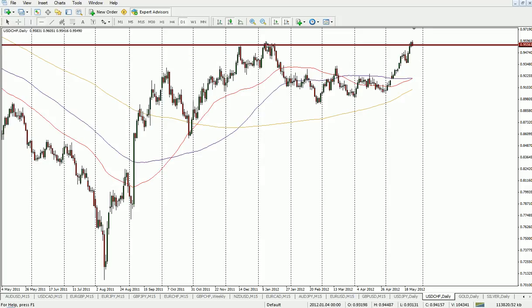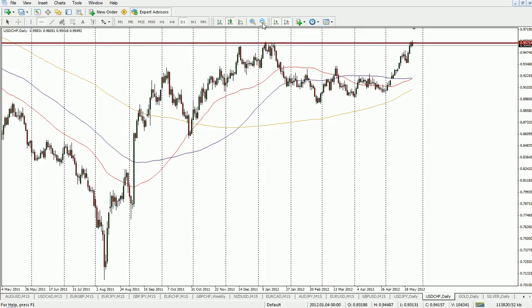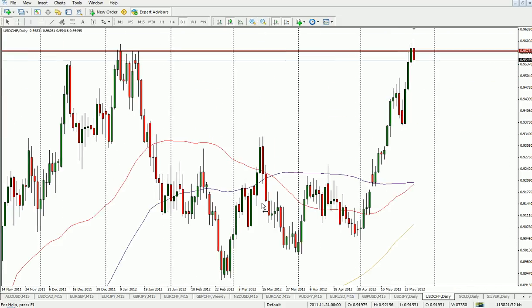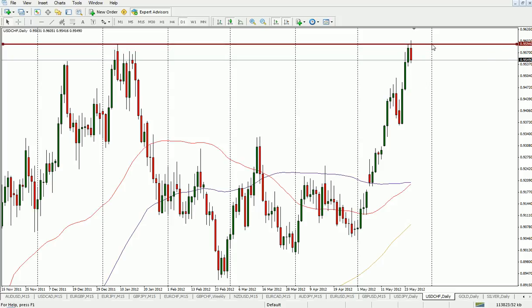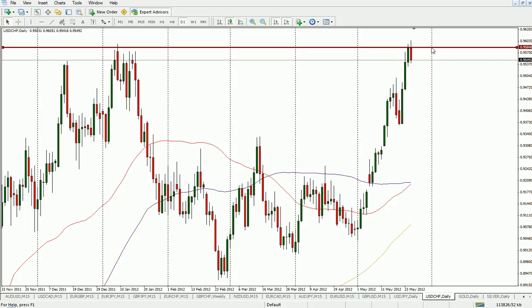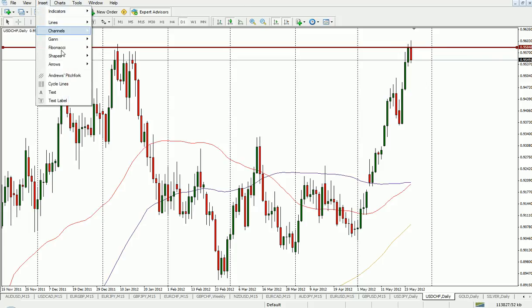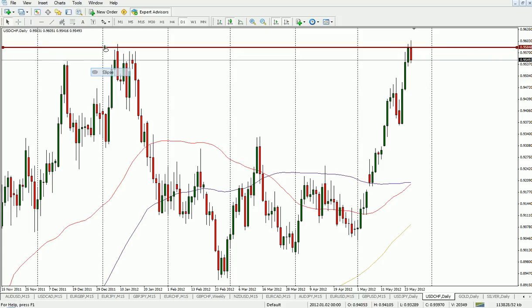But in terms of resistance zones, we are literally testing the resistance zone on the daily chart, which stands at around the 95-90 level, let's say there. Well, if you move it down to the top of the candlestick bodies, then it's pretty much 95-85. If you look to the left of your chart, you can see that previous high there. I'll just highlight that for you.